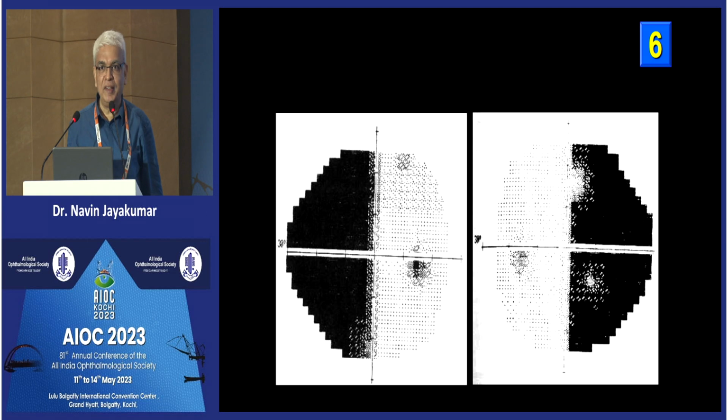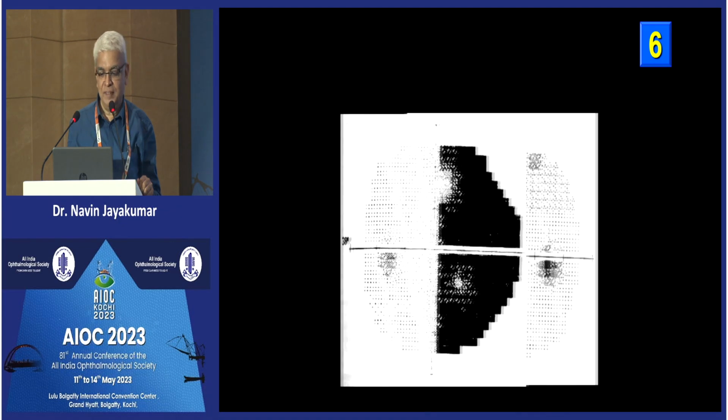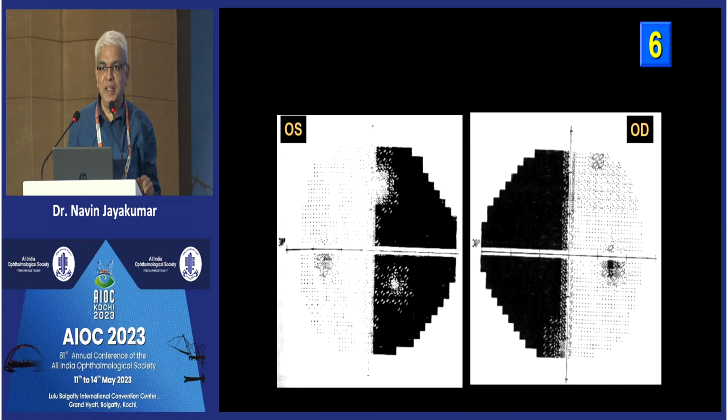Good going so far. Now this you all know, just to revise, what is this? Bitemporal hemianopia. Where is the lesion? Okay. Why do you say it's a bitemporal hemianopia? See, visually your eye tricked you, isn't it? Okay. This is how it should be, isn't it?